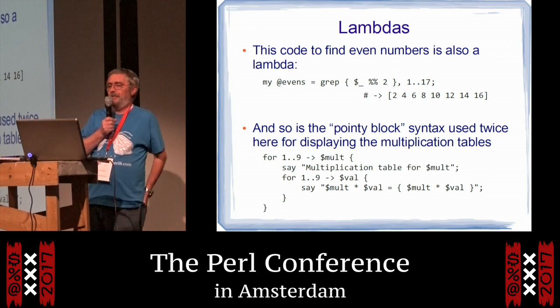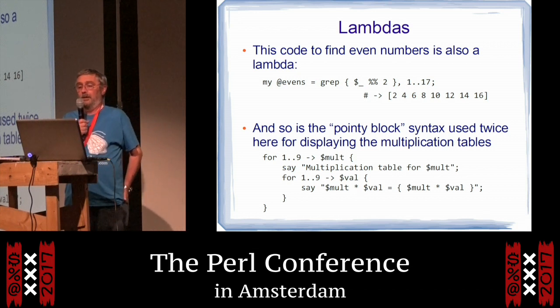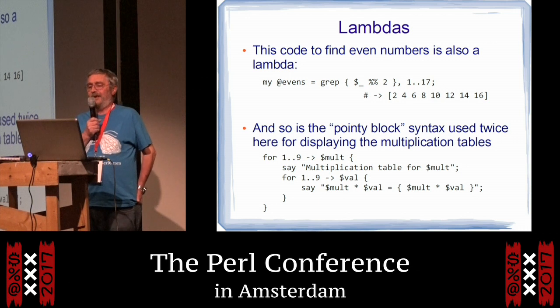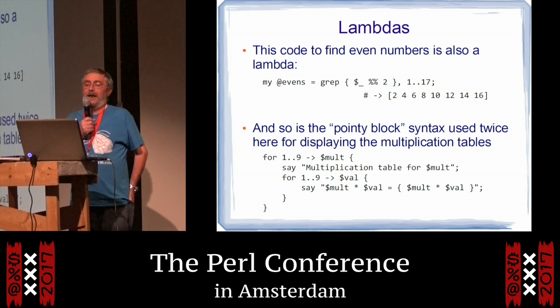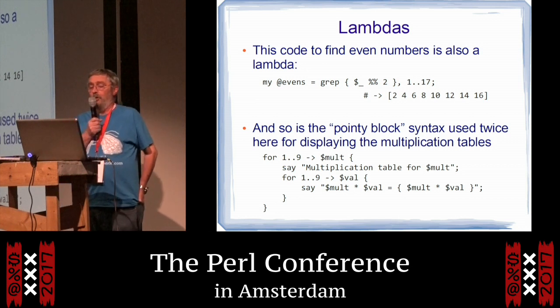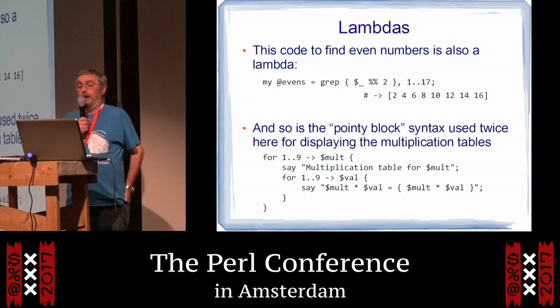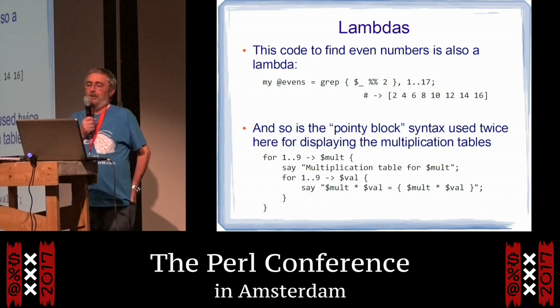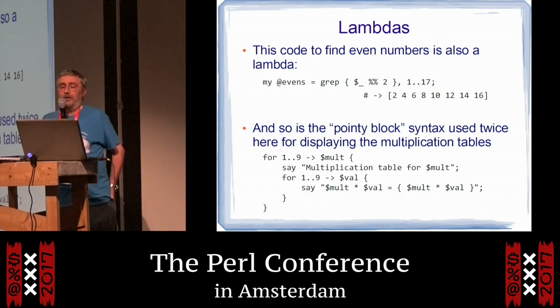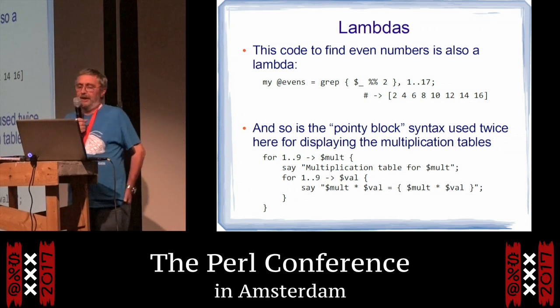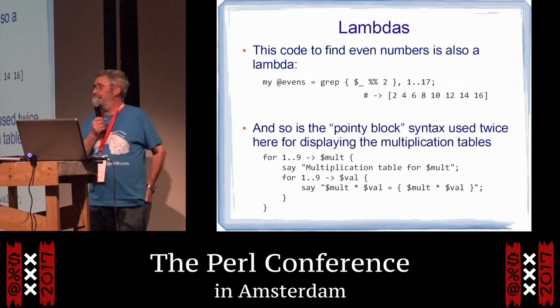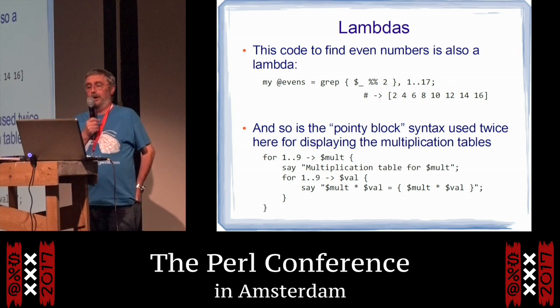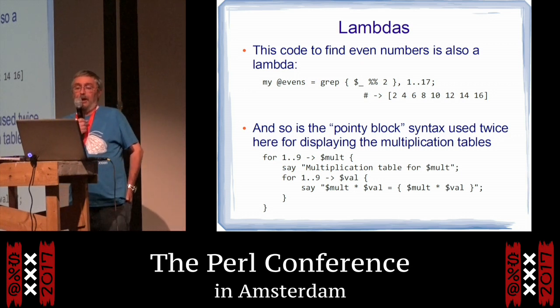Here's another example of a lambda, which is somewhat similar to what we've seen before. My at evens equals grep, and then you take numbers from 1 to 17, and among them, you pick only those which are even, those which are evenly divided by 2. The pointy block syntax, which I have used twice here for displaying a multiplication table, is also a lambda.